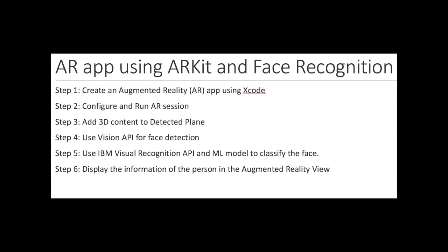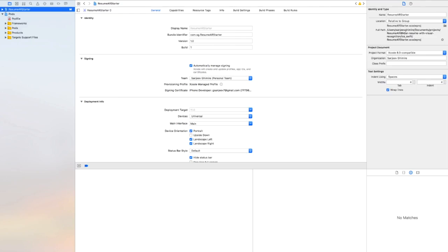There are 6 steps. First, we create an augmented reality app using Xcode. Then we configure and run an AR session using the ARKit framework. We add 3D content to the detected plane. We use the Vision API for face detection. We'll be using the IBM Visual Recognition API and ML model to classify the face and display the information of the person in the augmented reality view.